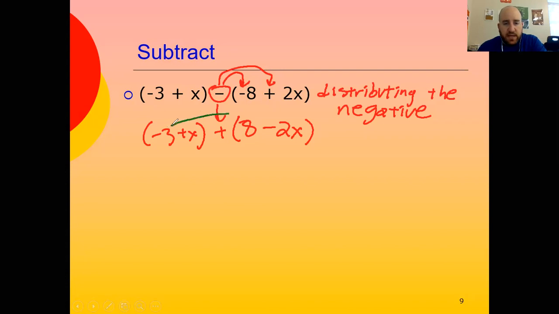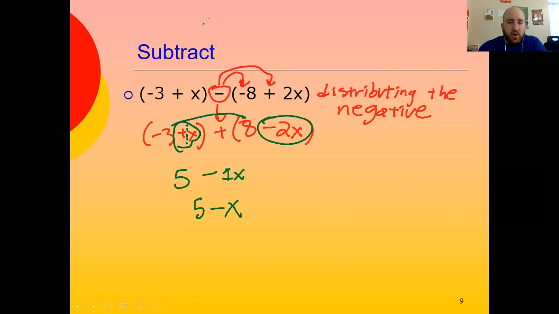So now I could just do the same thing, combine like terms. Negative 3 and 8 is 5. There's no coefficient here, so it's, again, like there's an imaginary one. So I got positive 1x, negative 2x, which would be negative 1x. So 5 minus 1x, or just 5 minus x. And again, I'll pause for a few seconds. You can stop the video and get this down.